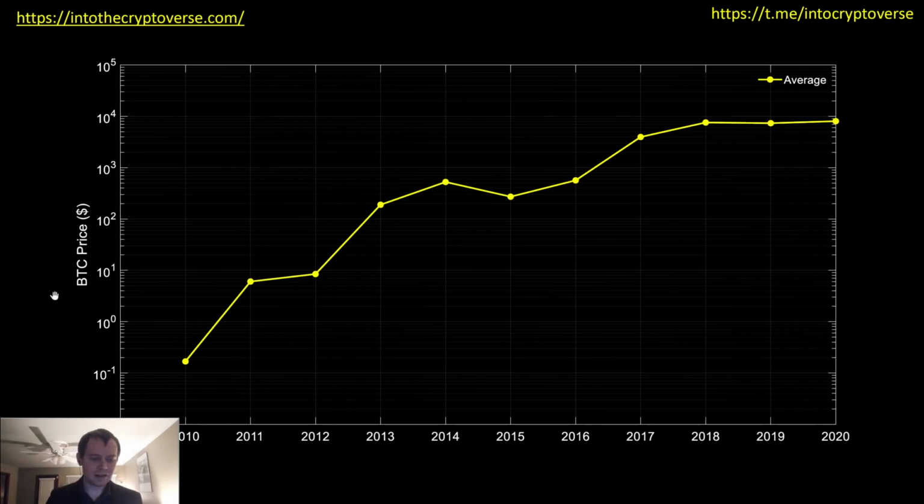So what we're looking at here is the price of Bitcoin on a logarithmic scale. Again, each major tick is 10x. So 10x up, 10x up, 10x up. The x-axis is time, and what we're plotting is the average purchase price of Bitcoin during each year. And you can see that we more or less just trend upwards with some contraction phases in there.